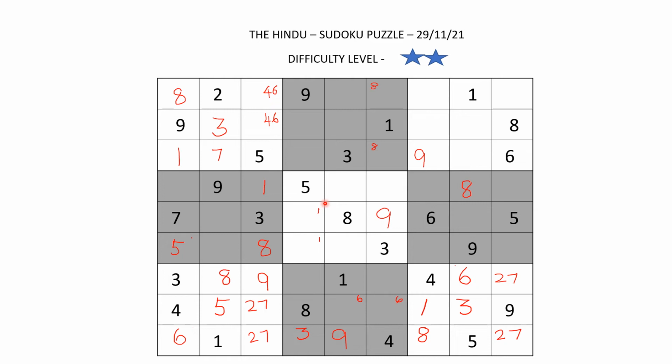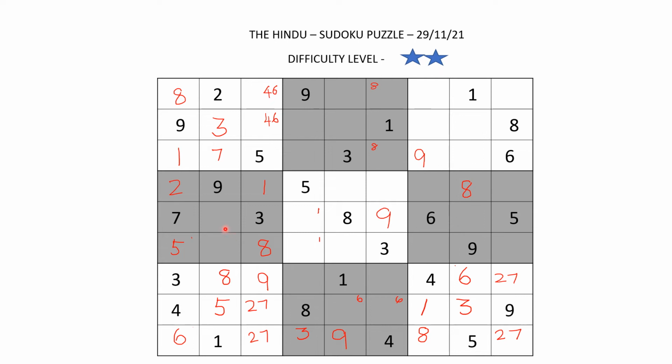Fine. Now that leaves this column with only one missing number, which is 2. 2 is missing here, so let's fill that with 2. Fine. Here we have only 2 numbers missing, 4 and 6 actually. Fine.